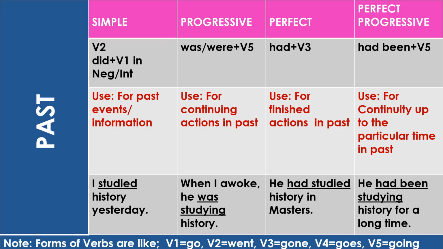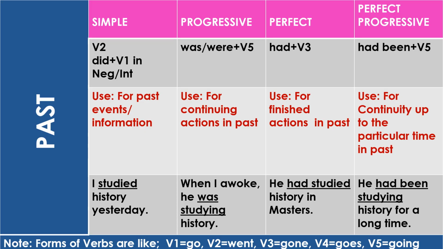Past progressive or past continuous tense. We use the helping verb was or were plus the fifth form of the verb. This is used for continuity of action in the past. For example, when I awoke, he was studying history.